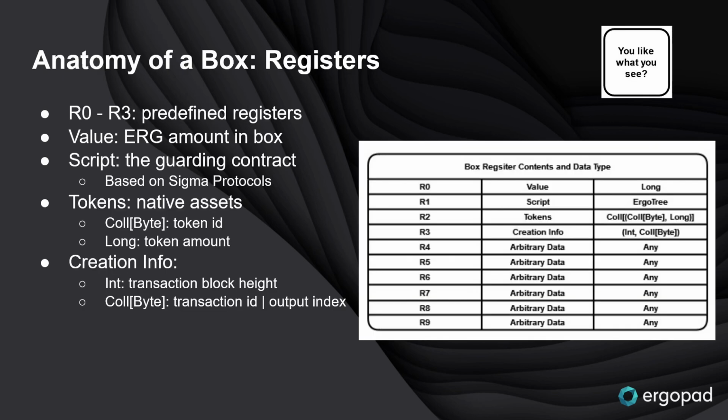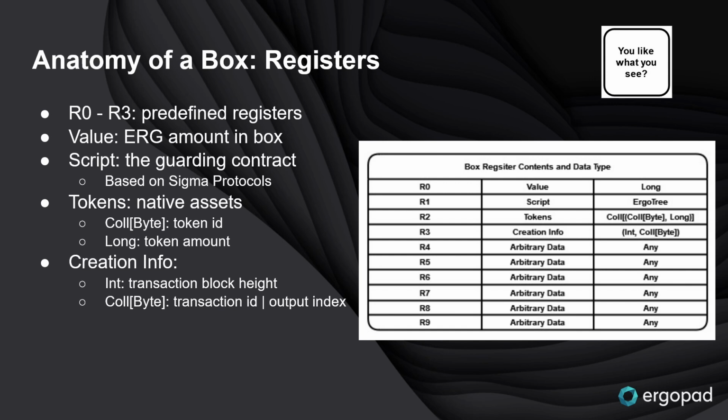So for the first part, the anatomy of a box, we'll consider the registers. Each box consists of 10 registers. The first 4 are predefined: R0 being the value, R1 being the script, R2 being tokens, so any additional assets in the box, and then R3 being the creation info, so information about how the box was created: the transaction block height, the transaction ID, and the output index, so the position in the outputs of the transaction that created it.